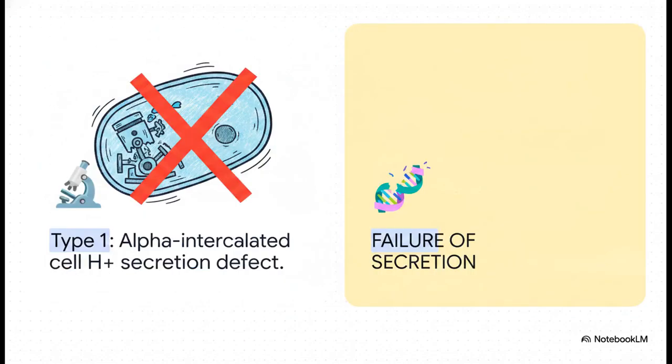Let's look closely at the cellular defect. Type 1 distal RTA involves a complete failure of the alpha intercalated cells in the collecting duct to secrete hydrogen ions. Often, this is due to genetic defects in the H+ ATPase pump. Because they literally can't pump acid out, the urine stays abnormally alkaline, staying above 5.5. Type 2 proximal RTA, however, is a failure of the proximal tubule to reabsorb filtered bicarbonate. The distal tubule still works perfectly fine in type 2, meaning once the blood bicarb drops low enough, the distal tubule absolutely can and will acidify the urine below 5.5.